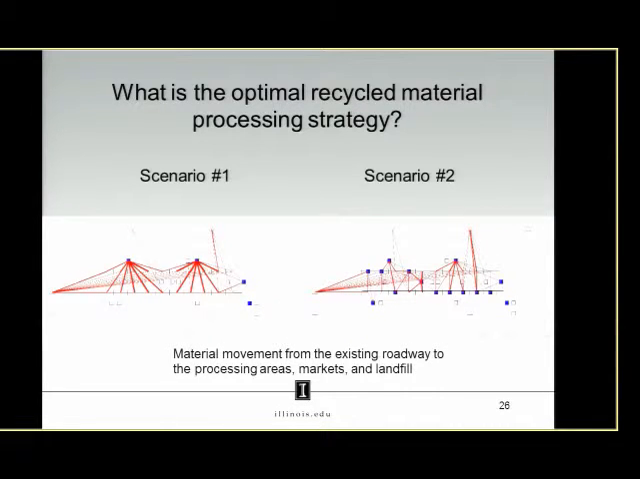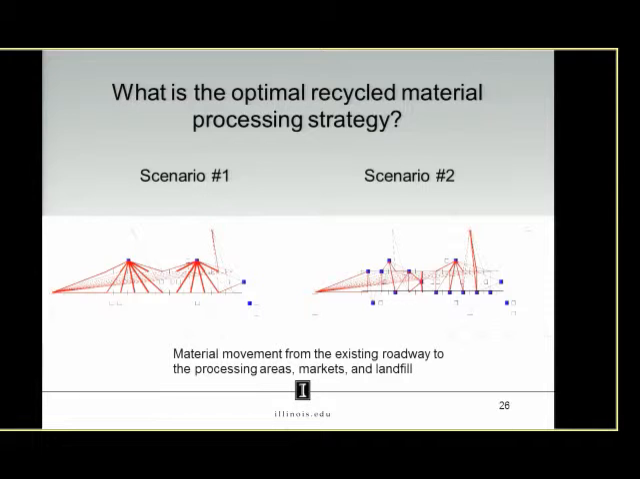So to determine what is the optimal recycled material processing strategy. This is how material moves from the existing roadway and where it goes to. So it's only how the material flows out of the existing roadway. For instance, in this case, you can see that the thickness of the line also represents how much material is being moved. From this segment, a lot of the material is being moved to this staging area.